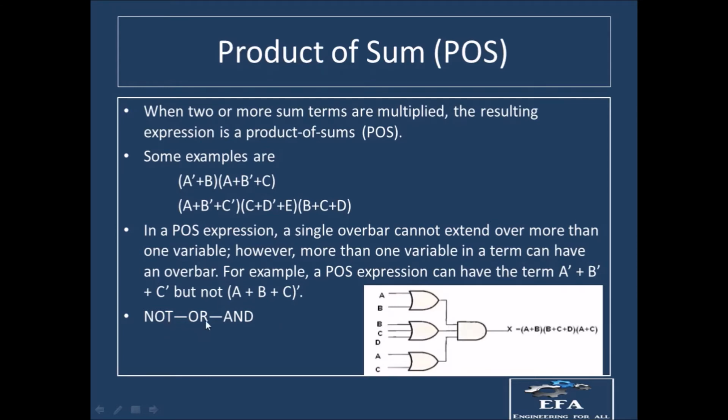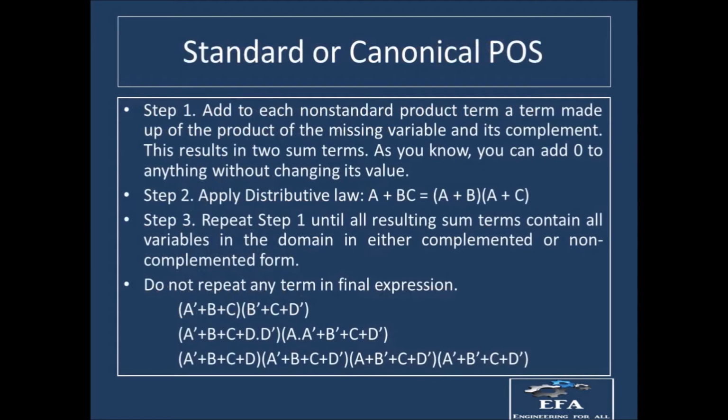So this is the difference between the POS and the SOP type of expressions, right? In SOP we were having AND in place of OR and OR in place of AND, right? So this is the difference in the hierarchy of implementing the logic gates when we are making the circuits out of the expressions. Okay, so next we need to understand the canonical and standard format of the POS, right?